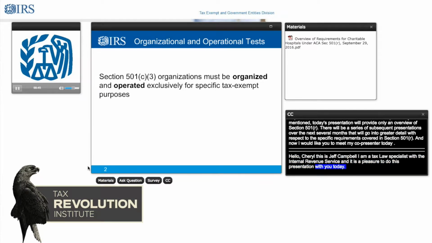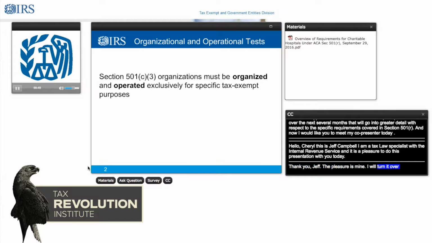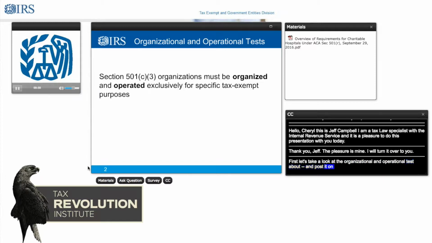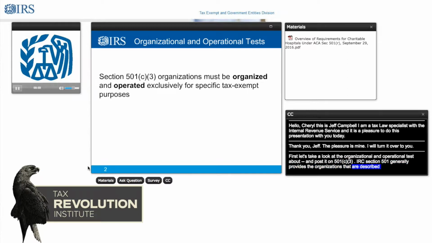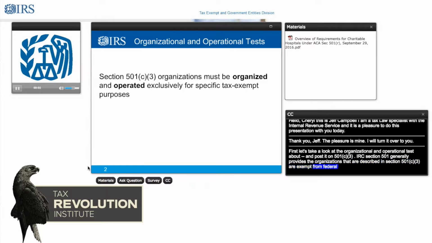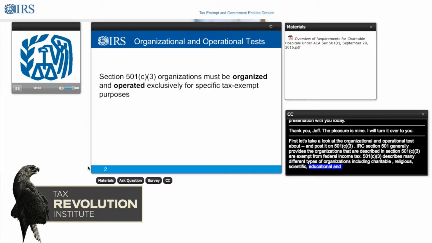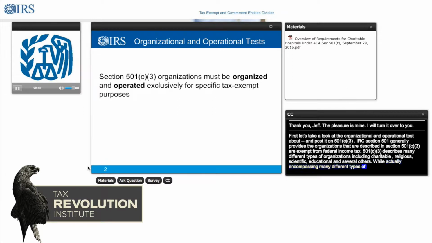All right. So first, let's take a look at the organizational and operational tests imposed on 501c3 organizations. IRC Section 501A generally provides that organizations that are described in Section 501c3 are exempt from federal income tax. IRC Section 501c3 describes many different types of organizations, including charitable, religious, scientific, educational, and several others. While actually encompassing many different types of organizations, 501c3 organizations are often referred to generically as charitable organizations.